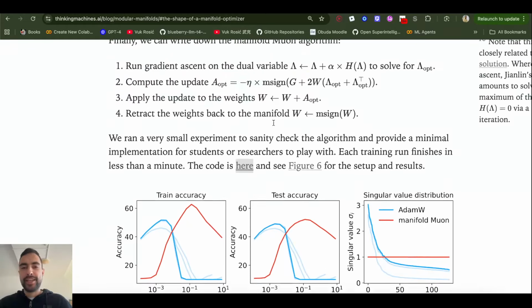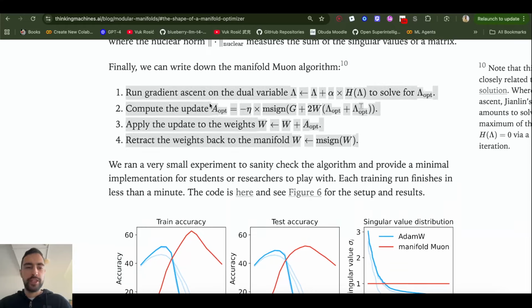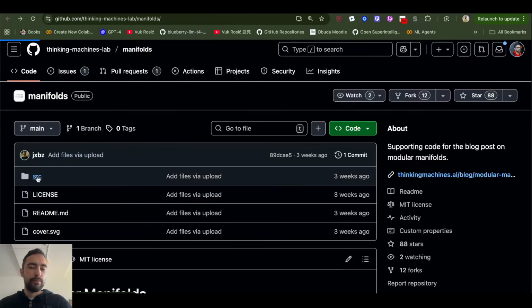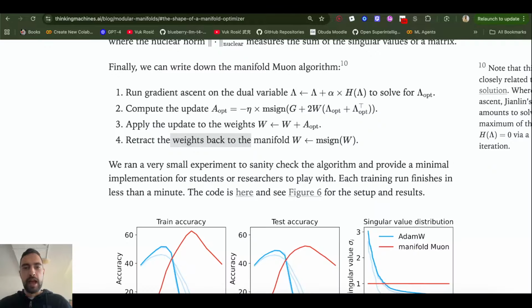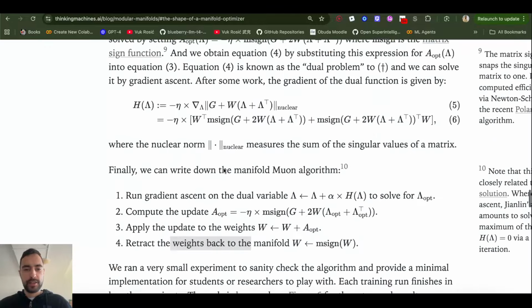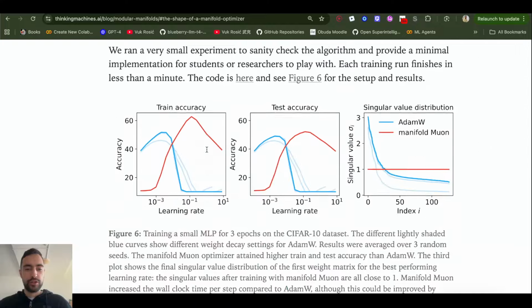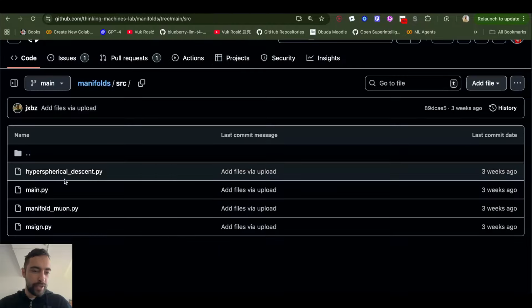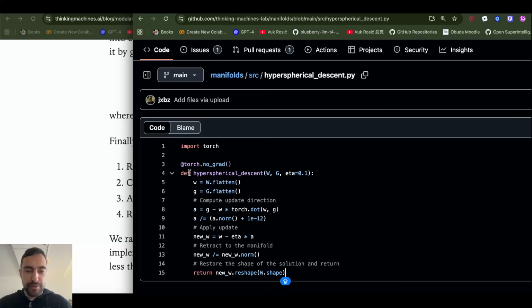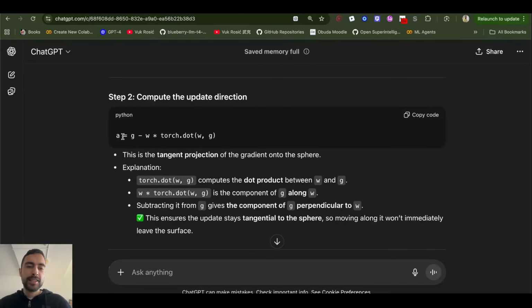So in essence, they do what we explained in the whole video: calculating the gradient, moving along the tangent, and then retracting back. And quite surprisingly, they also have a code implementation. I'm probably going to use this for my thesis, maybe even continuing exactly from this research. This code is very interesting. This is hyperspherical descent. We're flattening weights, flattening gradients. In the next part, we calculate the update tangential to the sphere on the tangent plane.